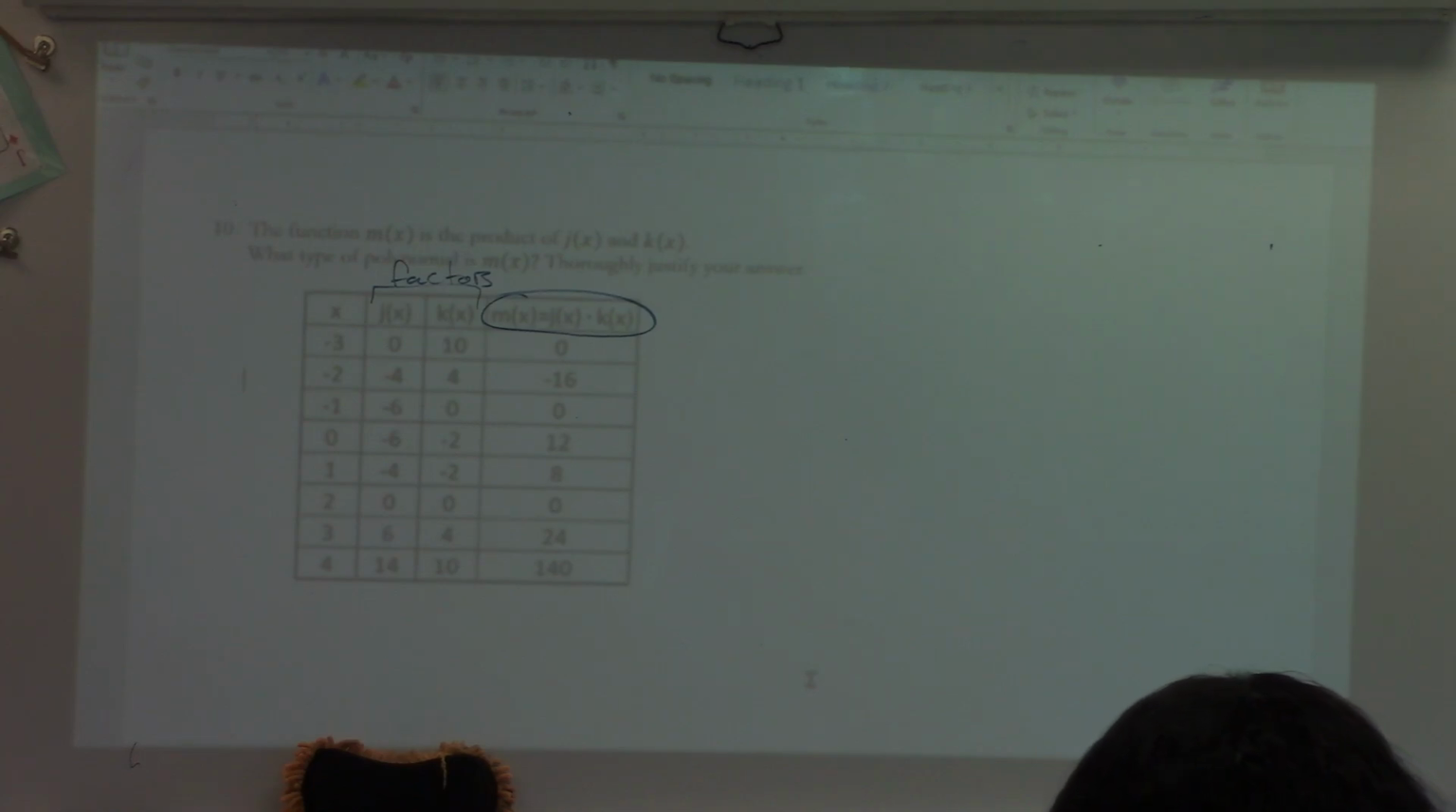Damon, tell me this. What's another word for a root? A 0, right? Guys, look at m of x. How many roots does m of x have? How many zeros does m of x have? Tracy's saying 3. Can you come circle those 3, Tracy? Let's go.